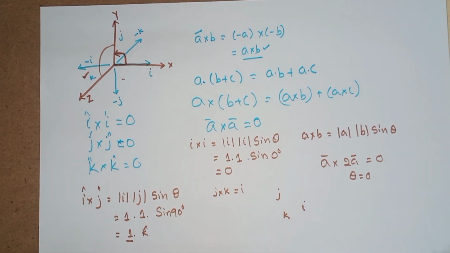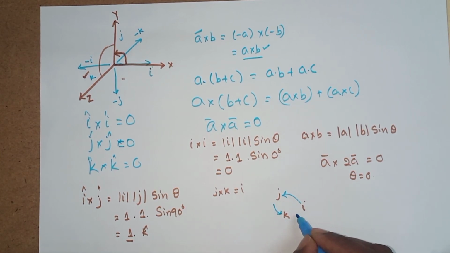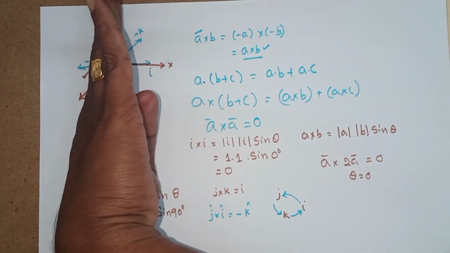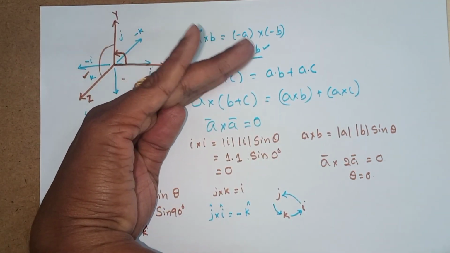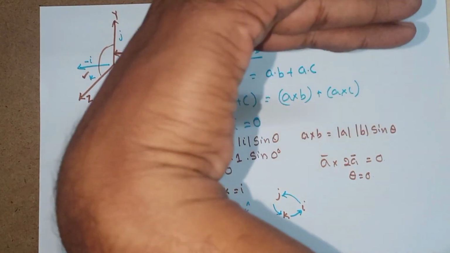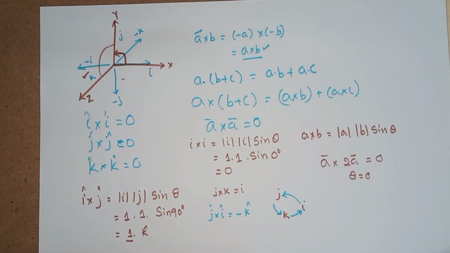So i cross j is k, j cross k is i, k cross i is j. In the reverse way, you will get negative. J cross i is minus k. What is the meaning of this? This is j cross i. You are moving the curve, the fingers are moving from j to i. What does the thumb indicate? Downward. What is the downward direction? Minus k vector direction.